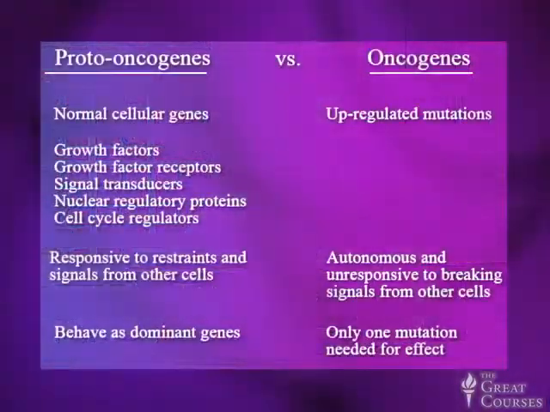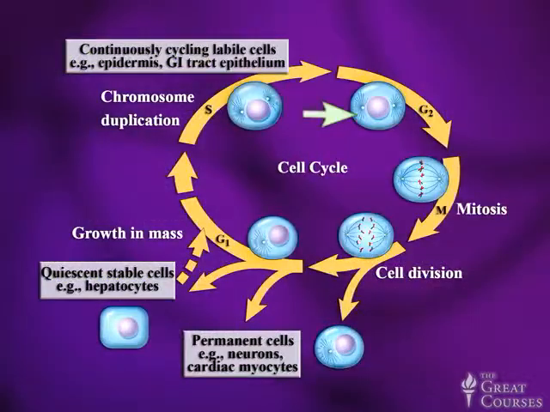If you look at this chart here, comparing the two, the normal cellular genes tell the cell when to replicate. In the cell cycle, this is the cell going through one cycle of division. There are certain gap phases that cells can go into. They can drop out completely and stop replicating the way neurons and heart cells do, or they can go into a quiescent state and then be called back.